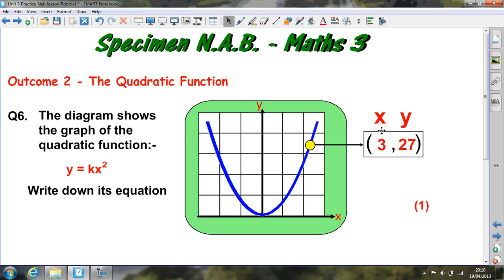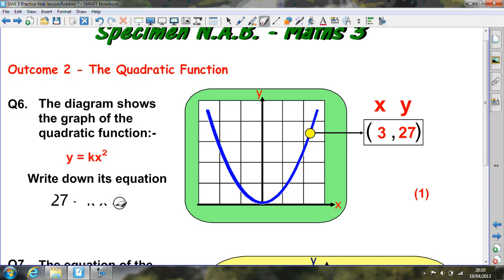So once you understand that, you can substitute these values in over here. So this means that x is 3, so you're going to square the 3 and you're going to put the 27 in over here. So that's going to turn out like this. 27 equals k multiplied by 3 squared. Because the letters are next to each other, that's multiplying. So that's really the same as 27 is equal to 9 times k, because 3 squared is 9.